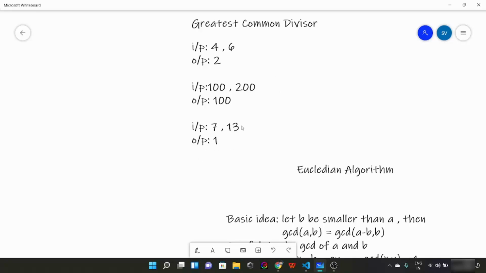Now let's talk about this example 7 and 13. So as you can see that both of these are prime numbers and there would be no greatest common divisor. So only one would exist which would divide both of them. Hence answer is going to be 1. Alright.